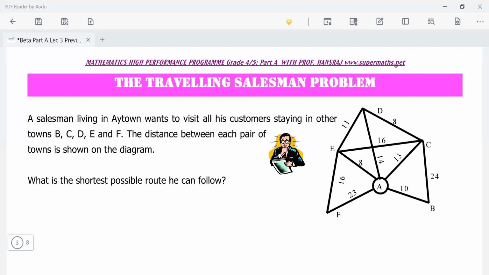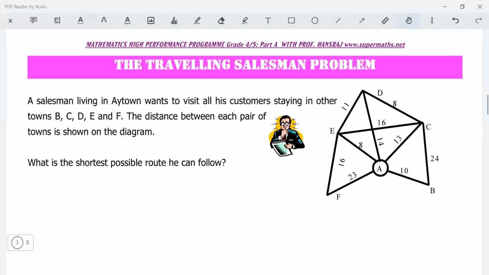So in our version, what we have here is a salesman. He lives in A town. So let's say that's A town there, the orange. And he wants to visit all his customers staying in towns B, C, D, E, and F. The distance between each pair of towns is shown on the diagram. So the distance there is 10, there's 24 between B and C, it's 8 there between C and D, and so on. Question: what is the shortest possible route he can follow?